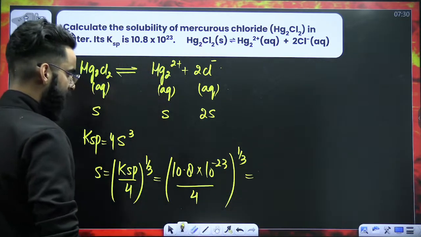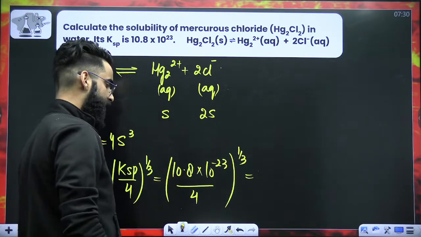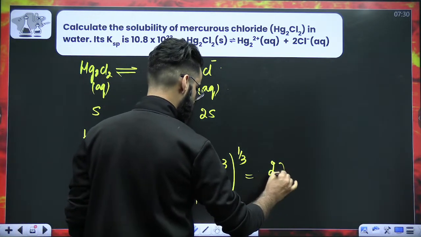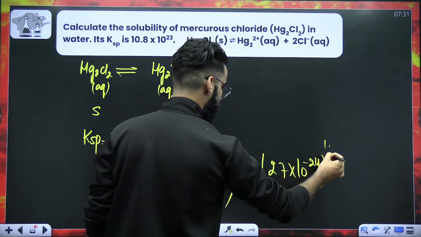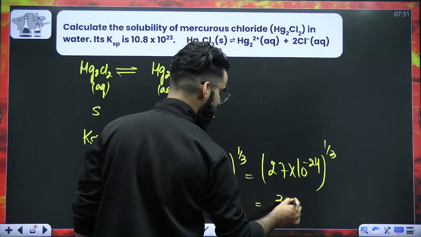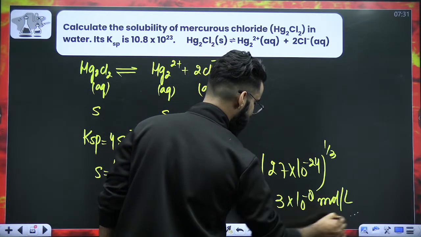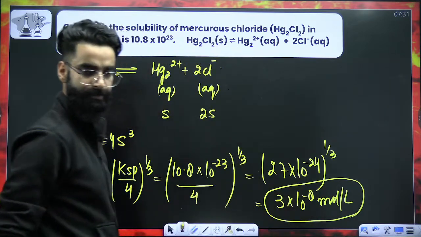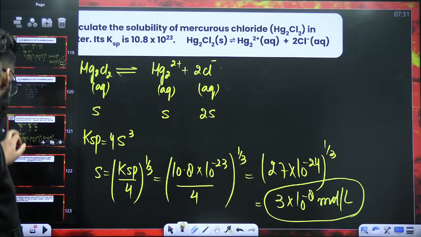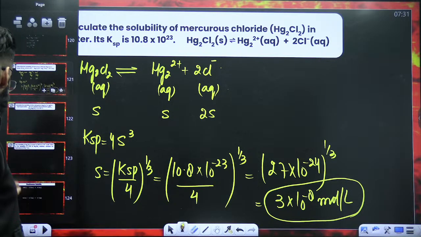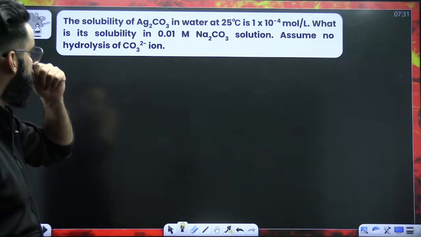Perfect. Right? So this can be 108 divided by 4. 108 divided by 4 means 27. 27 into 10 raised to the power -24 it will be, whole raised to the power 1 by 3. Right? So it is 3 multiplied by 10 raised to the power -8. And it's going to be moles per liter. This is how you get the solubility here. Let me show you one more question so that you can understand it properly. Okay, understand one more type of the question here.